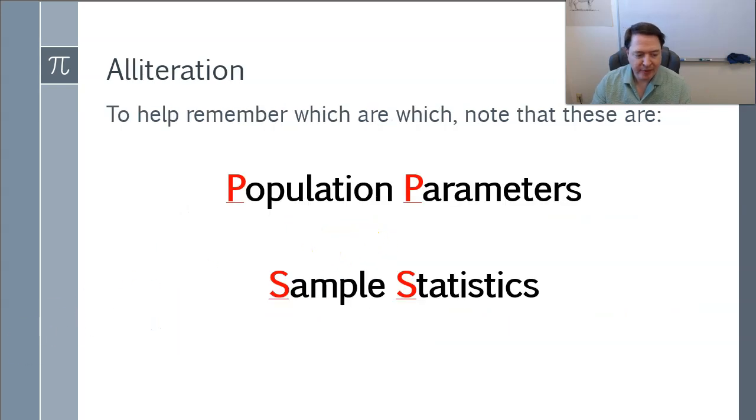Before I get into some examples that will hopefully clarify these four words for us, let me at least use alliteration to help you remember how they go together. Alliteration is just when the first sounds sound the same in different words. So it would be: parameters are about populations, and statistics are about samples. Just remember that for these two things of parameters and statistics and how they relate to populations and samples.